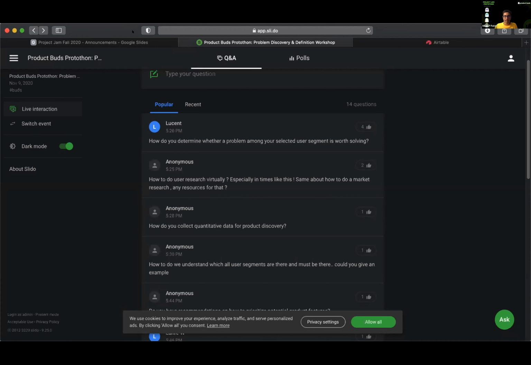Awesome, super helpful. Which leads us to a pretty good segue to our next question. Given that everything is virtual, somebody asked, how do you do user research virtually? Given that the Protothon is virtual, and maybe even if they have a project in the future that they want to do, and things are still closed.